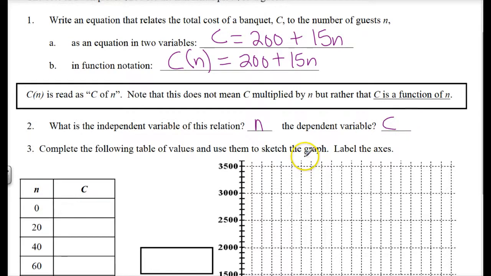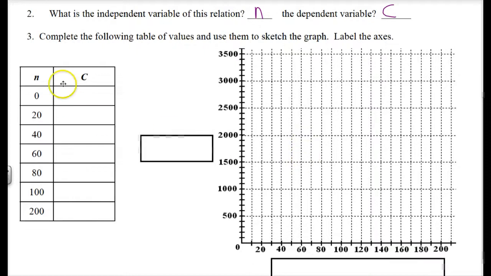Complete the following table of values and use them to sketch the graph. Label the axes. Alright, wish I had a calculator. 200 plus 15 times 20, so that would be 3,200. 15 times 40, 6,200. 15 times 60, 9,200. 15 times 80. Okay, 15 times 100 is 1,500 plus 200.